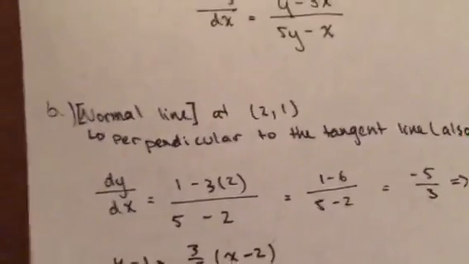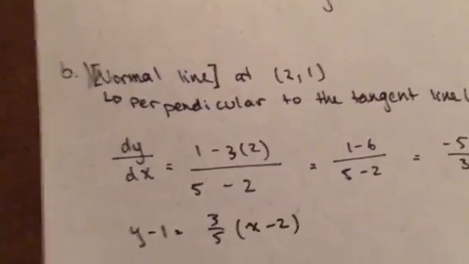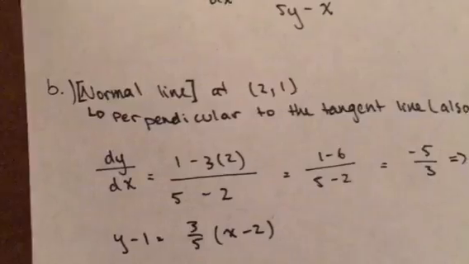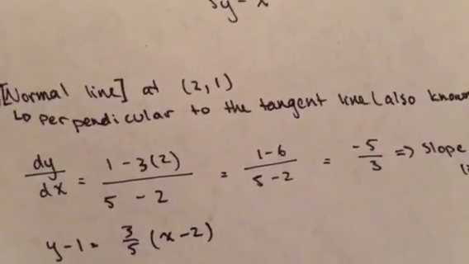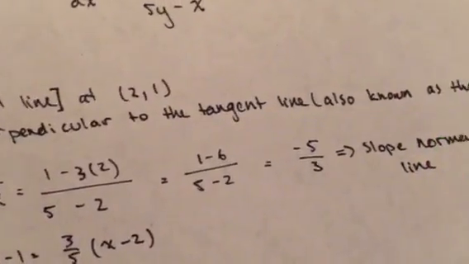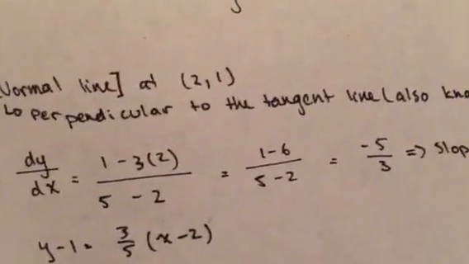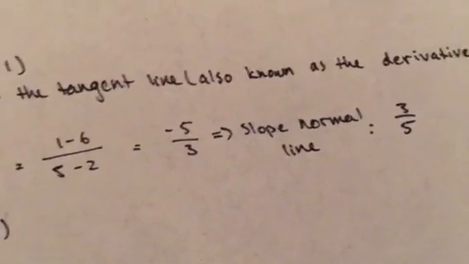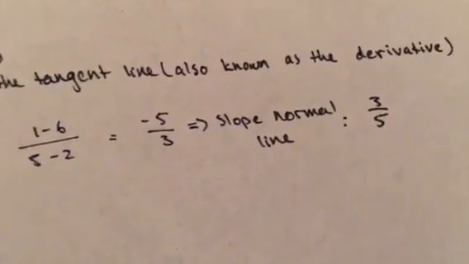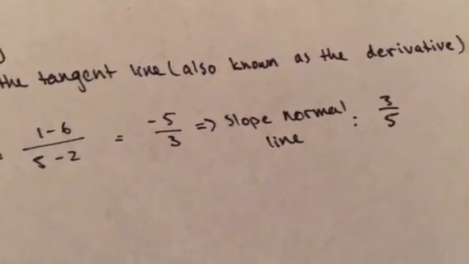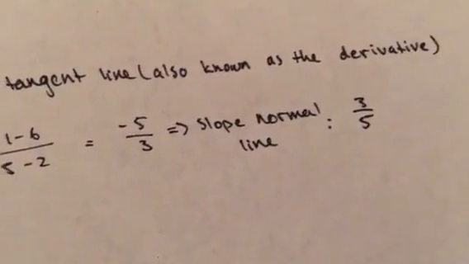And so we can plug in our x and y values, 2 and 1, and you get 1 minus 3 times 2 over 5 minus 2. This becomes 1 minus 6 over 5 minus 2, which is negative 5 over 3. So because they're perpendicular to each other, the normal line is the negative reciprocal of the derivative. And so since the derivative is negative 5 over 3, the slope of our normal line is 3 over 5.